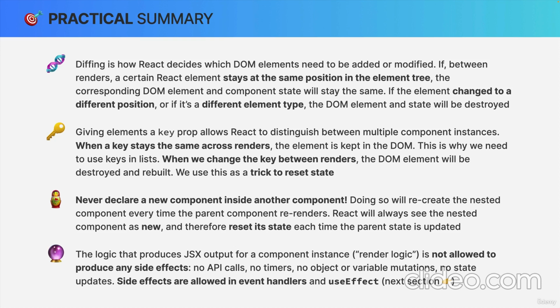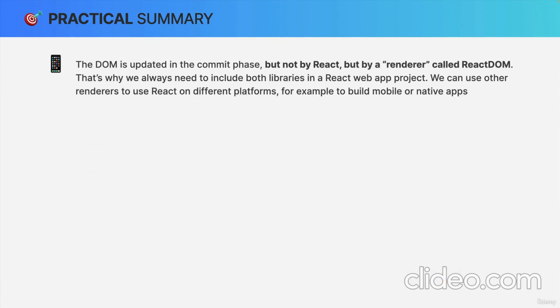Okay, now after all this rendering, it's time to finally update the DOM, which happens in the commit phase. However, it's actually not React that does this committing, but a so-called renderer called React DOM. That's why we always need to include both these libraries in a React web application project. We can also use other renderers to use React on different platforms, for example, to build mobile or native applications with React Native.